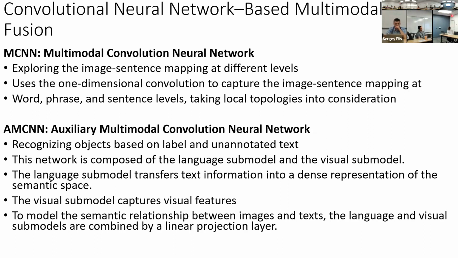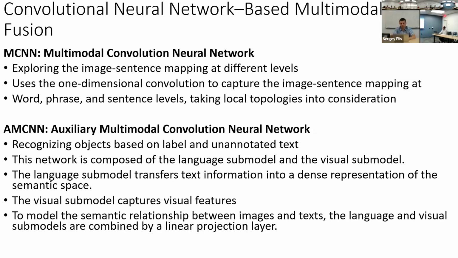Here we describe the multimodal convolutional neural network, MCNN, which explores the image-sentence mapping at different levels. They use one-dimensional convolution to capture the image-sentence mapping at word, phrase, and sentence level, taking local topologies into consideration. Another one is AMCNN, the auxiliary multimodal convolutional neural network, which recognizes objects based on labeled and unannotated text.